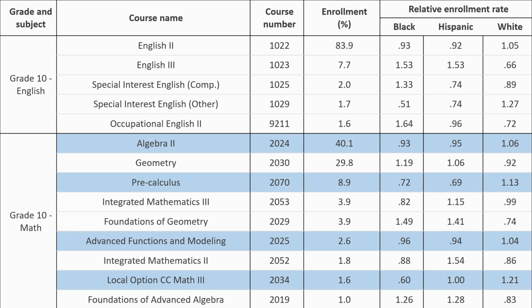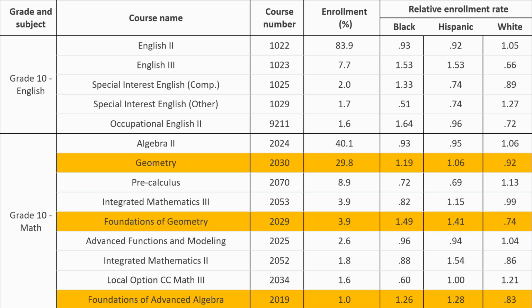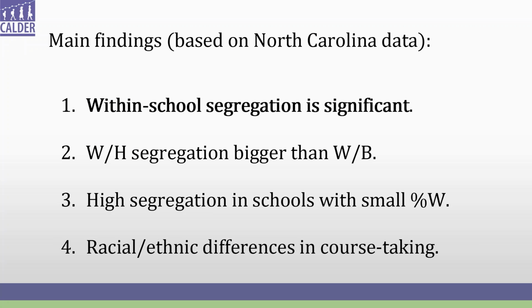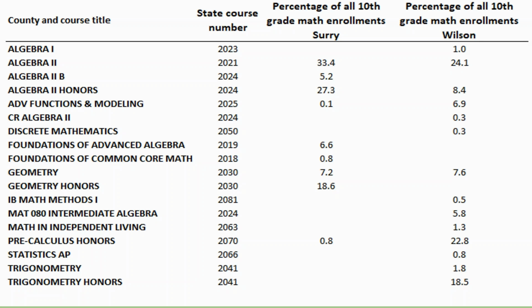What are the courses that are disproportionately taken by Black students? Geometry, Foundations of Geometry, Foundations of Advanced Algebra. For Hispanic students, it's those and a couple more. So there is something to this notion that one of the outgrowths of segregation inside the school is different courses taken. Oh, and this is just to say, it's not as simple as I've said, because every single district in every single county has a different approach to things. So there's even more opportunities for differentiation.